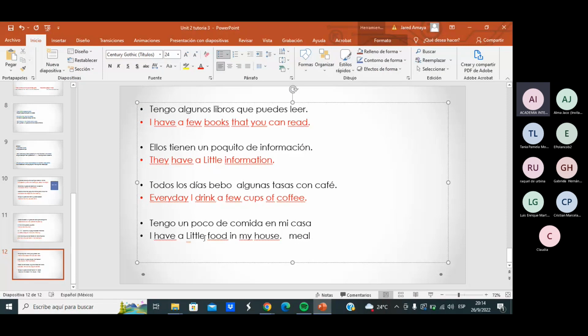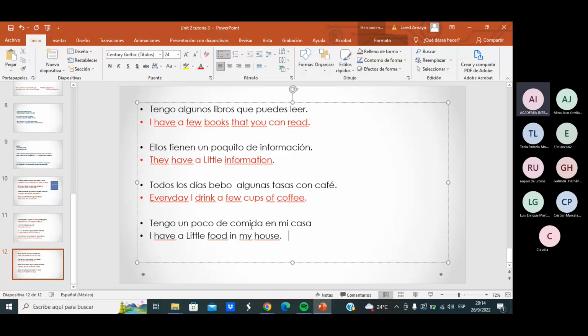Pero en este caso es como food. Food es la palabra en general para decir comida de todo, ¿verdad? Comida, no importa, comida. Pero meal es como el desayuno. Meal es como el almuerzo o la cena. Eso es meal. Y food es ya el sustantivo, la palabra que dice, ¿verdad? Comida. I have a little food in my house.